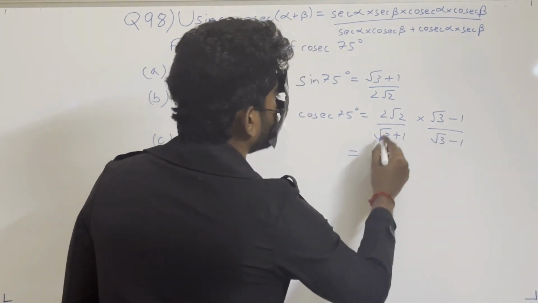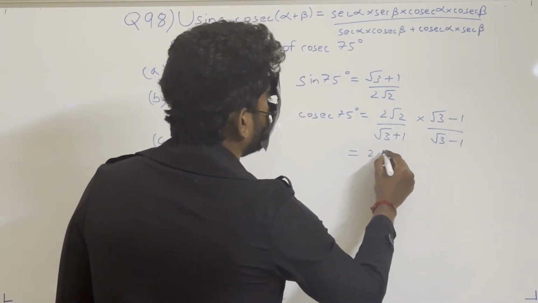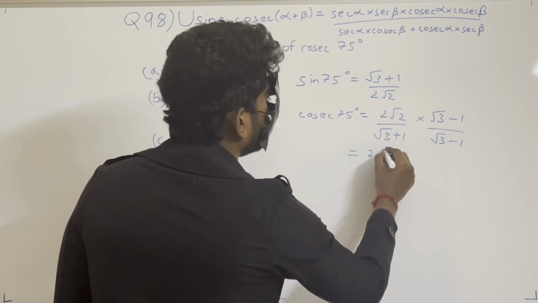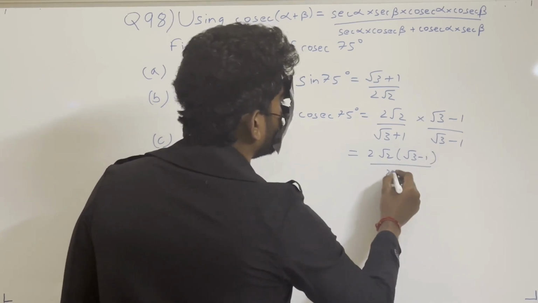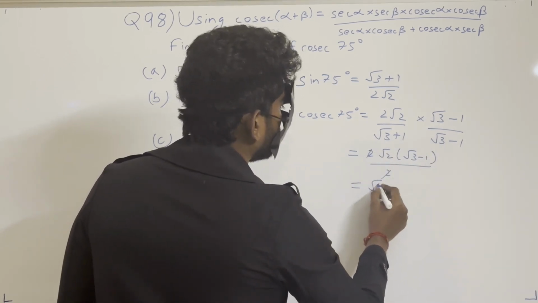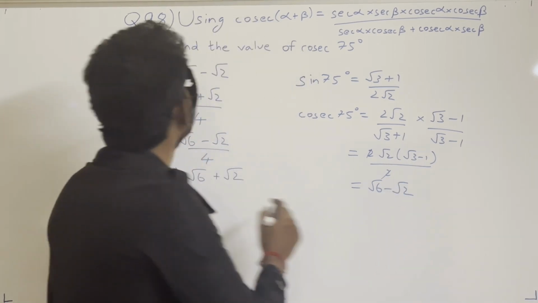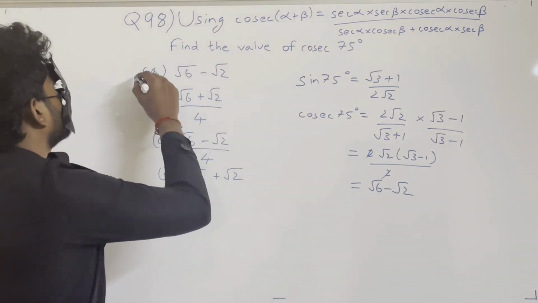What we will get is 2 root 2 into (root 3 minus 1) by (root 3 plus 1) into (root 3 minus 1), which is nothing but 2. 2 will get cancelled. This will be nothing but root 6 minus root 2. So here option A is right.